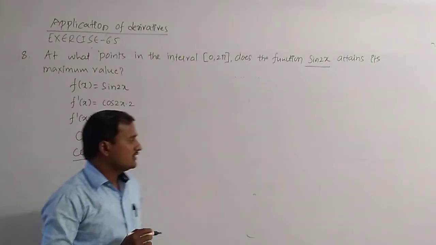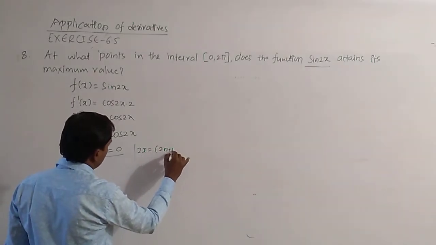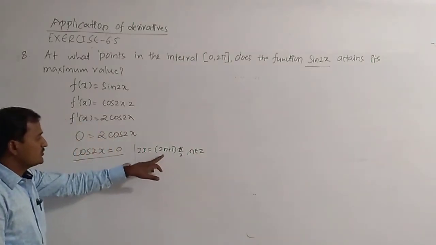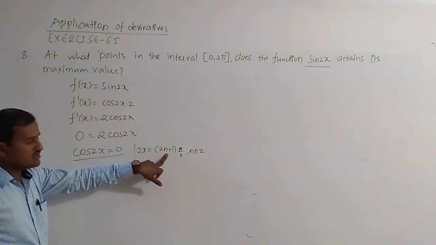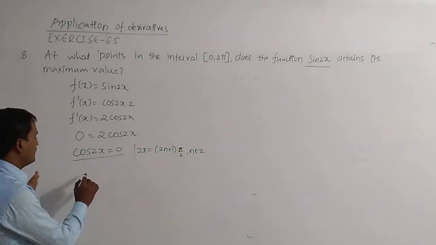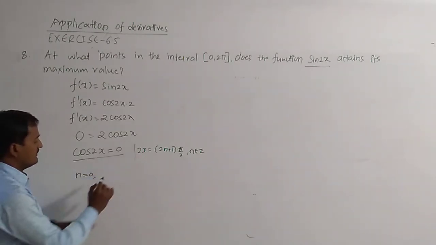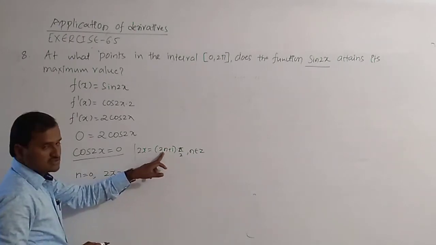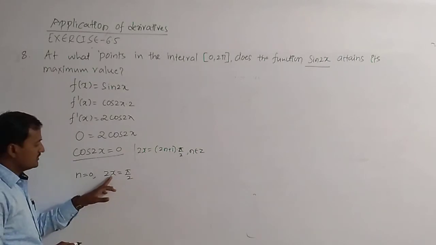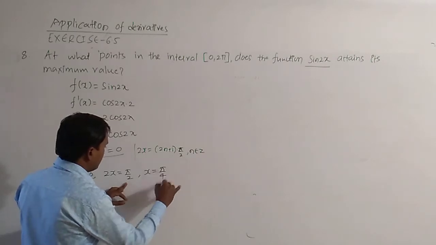Here we will take 2x. So 2x is equal to (2n plus 1) into pi by 2, where n belongs to Z. Suppose we substitute n equal to 0. What do we get? 2x equal to pi by 2. So with n equal to 0, 2x is 0 plus pi by 2, so clearly 2x equals pi by 2. Take this 2 to this side. Here we get x equal to pi by 4.